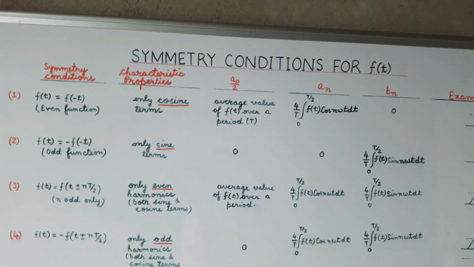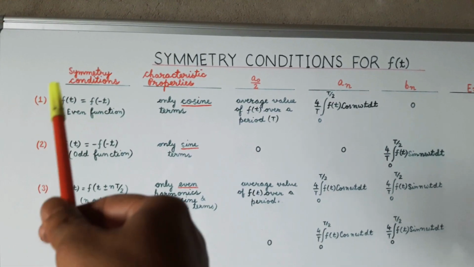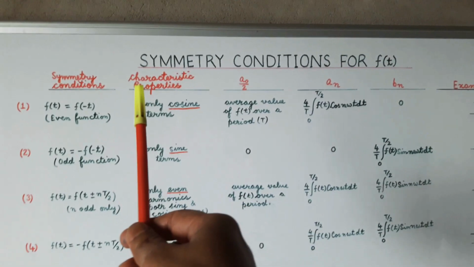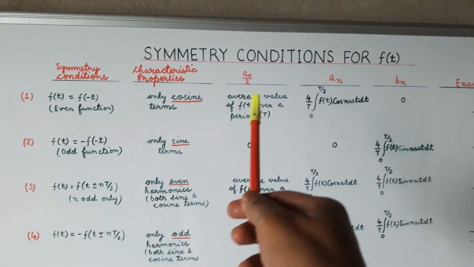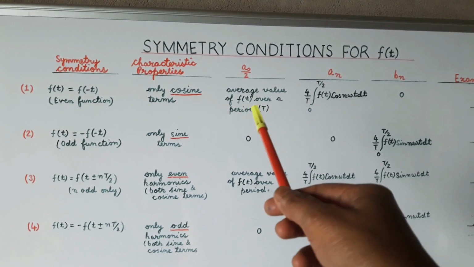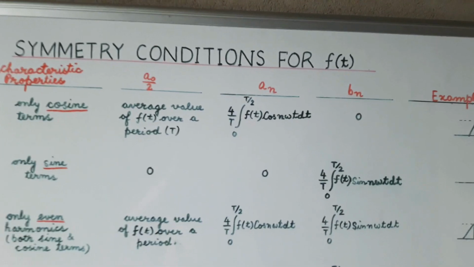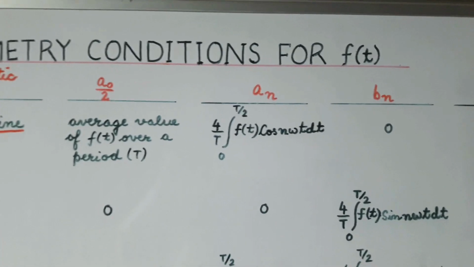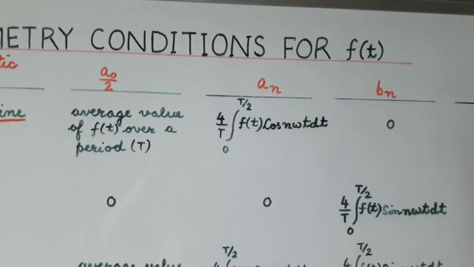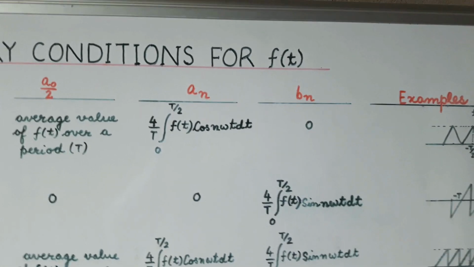So, if a given function is an even function, that is, if the value of f(t) is equal to f(-t), then that function will contain only cosine terms. The value of a0 by 2 will be equal to the average value of f(t) over a period T. The value of an will be given by 4 by T integration f(t) cos n omega t dt from the limit 0 to T by 2. The value of the coefficient bn will be 0.